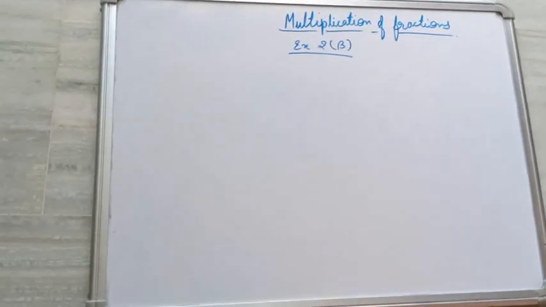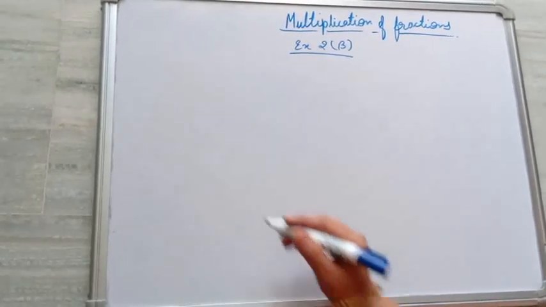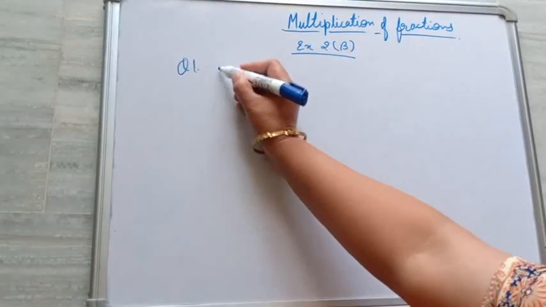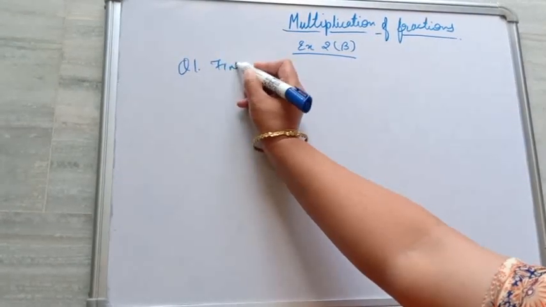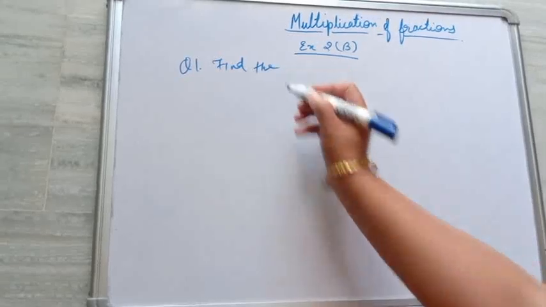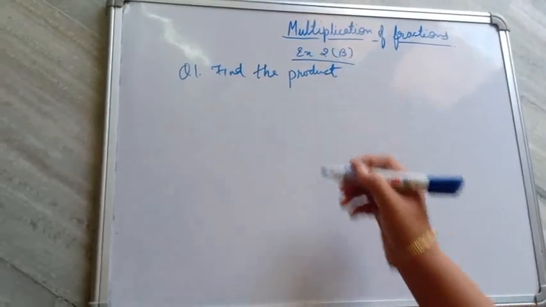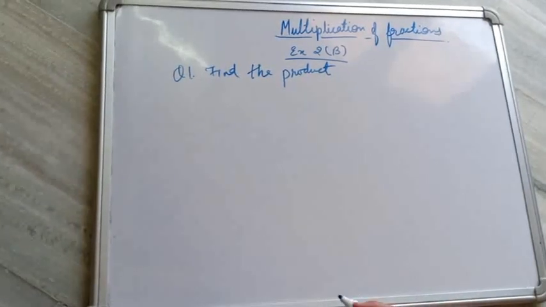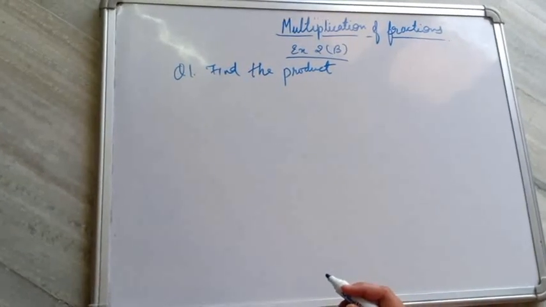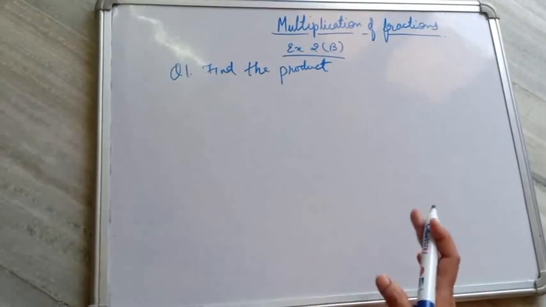Exercise 2B, question number 1 is: find the product. It means we have to multiply those fractions.